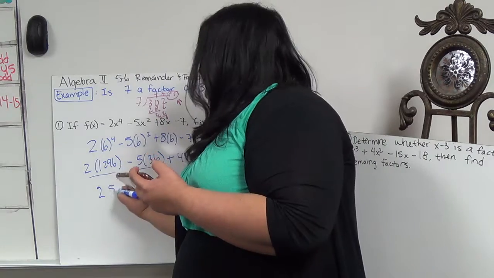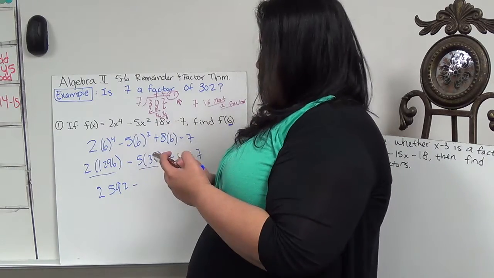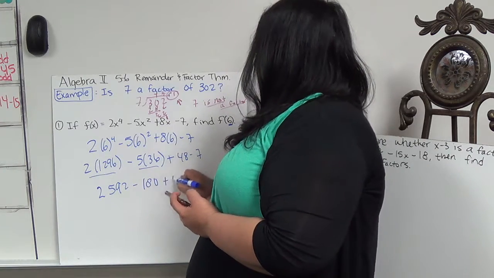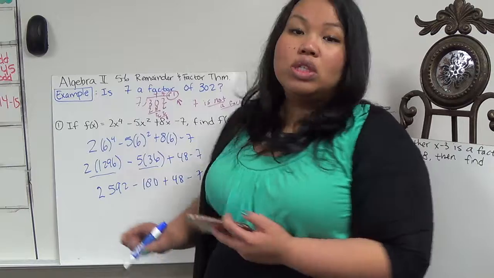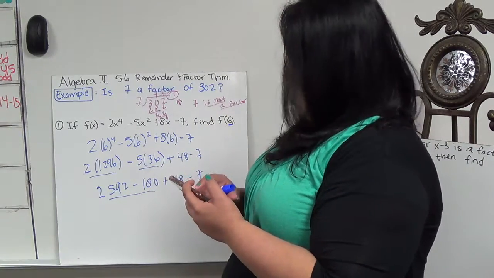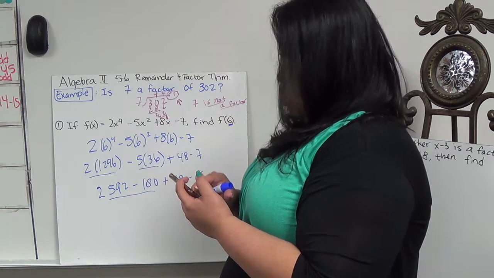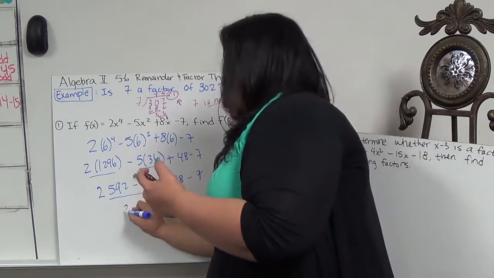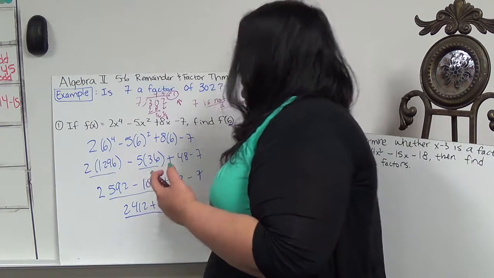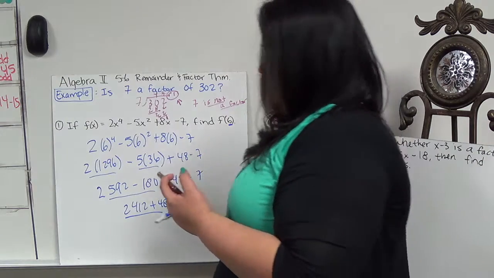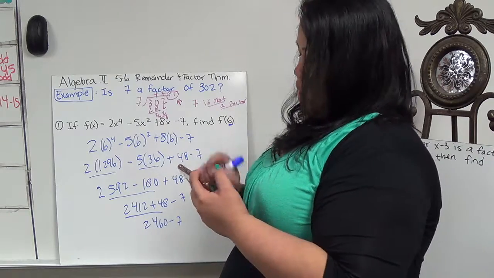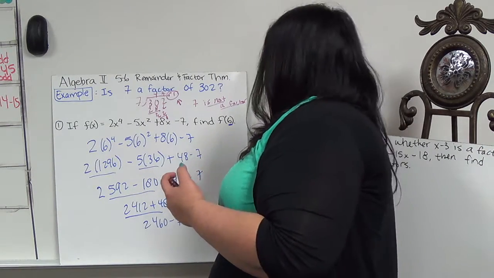This is 2592 minus 5 times 36, which is 180. And I'm going to bring everything else down. And then, according to the order of operations, I'm going to add and subtract from left to right. So first I'm going to do 2592 minus 180, which is 2412, plus 48 minus 7. I'm going to add 48. 2460 minus 7. This gives me 2,453.